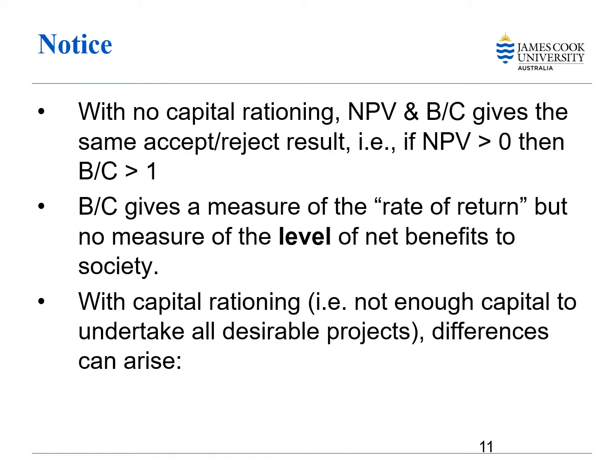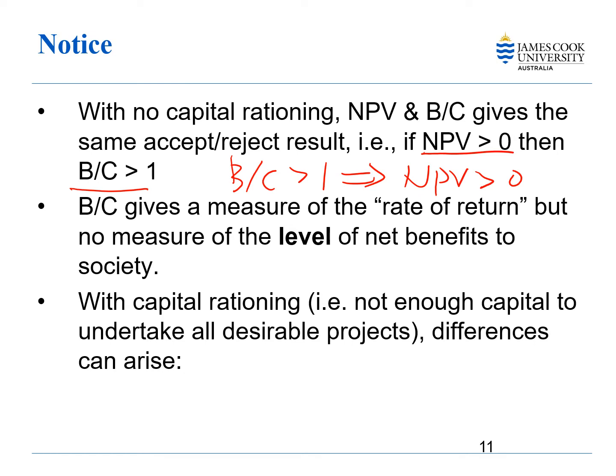You want to note here that with no capital rationing, which means we have sufficient capital to undertake all efficient projects, the NPV decision rule and the benefit cost ratio decision rule will give you the same results. If we get a positive NPV, that implies the benefit cost ratio will be bigger than 1. Or if the benefit cost ratio is bigger than 1, this implies that NPV will be greater than 0.